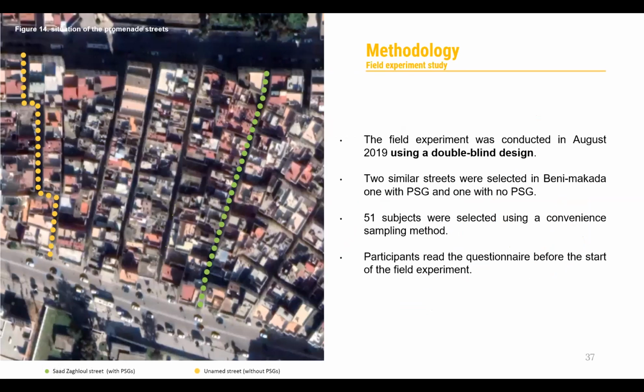For the second study, the field experiment was conducted in August 2019 using a double-blind design. Conductors and subjects were not informed about its objectives to avoid biases. Two similar streets were selected, one with PhDs and one without, and 51 subjects were selected using a convenient sampling method and were accompanied in a 5-minute promenade in the two streets with a pause of 5 minutes after each walk.